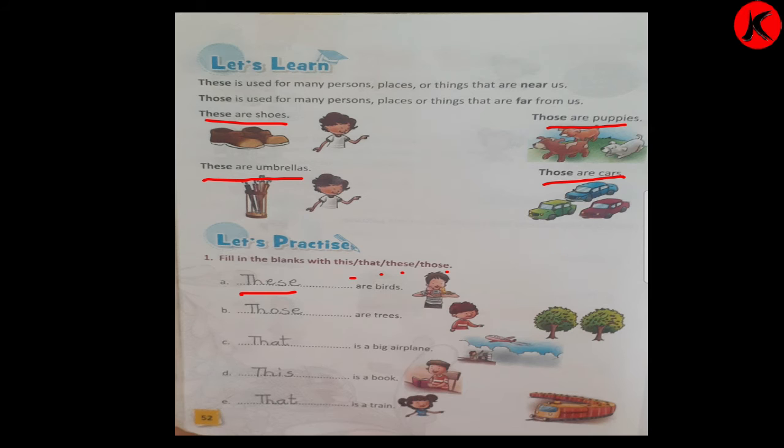Now what is the child showing? Trees. But the trees are very far. Tree जो है वो काफ़ी दूर है. तो हम क्या लिखेंगे? Those are trees. Is नहीं लिख रहे हैं. Is is not used because it is more than one. तो हमें are we have to write. Don't forget that when we change it into plural.